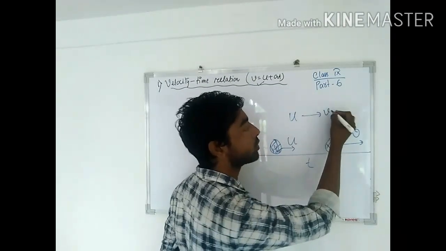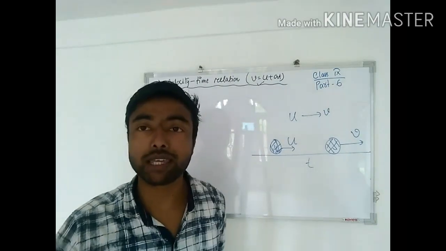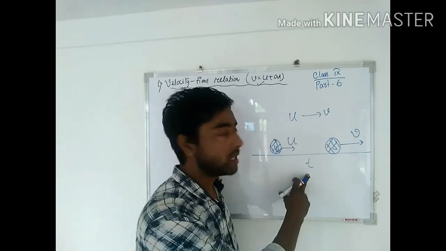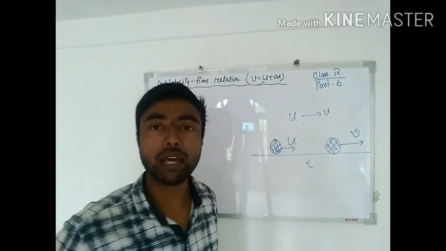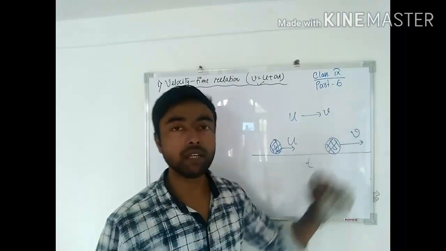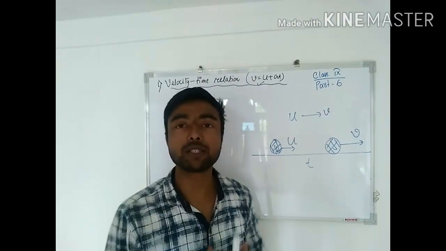The velocity was u, now what has it become? It has become v. For this velocity change, how much time does the object take? It takes time t. After time t, what is its velocity? Now it is v. Understood? It was u, now after time t the velocity of the object becomes v.